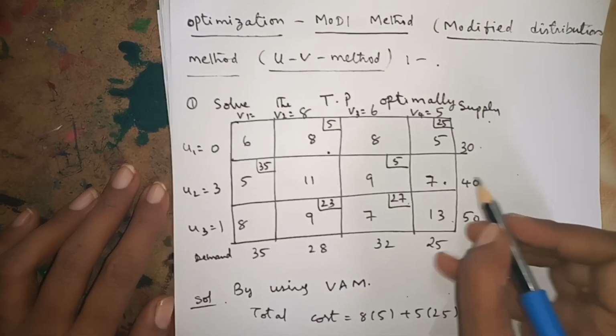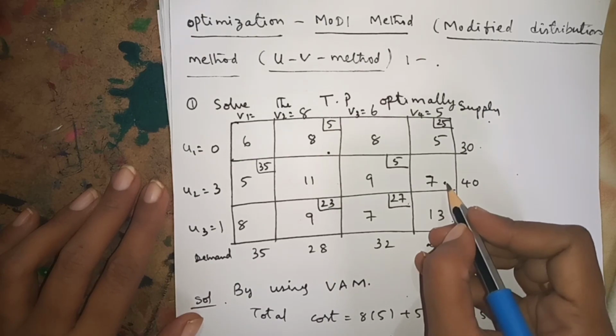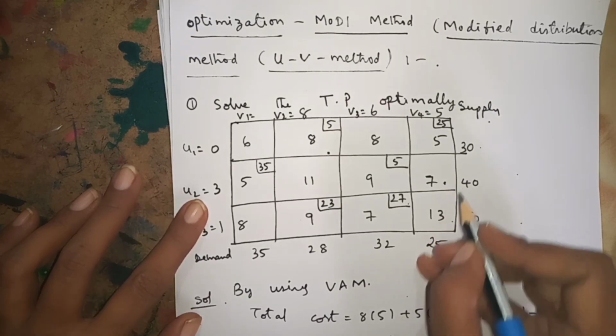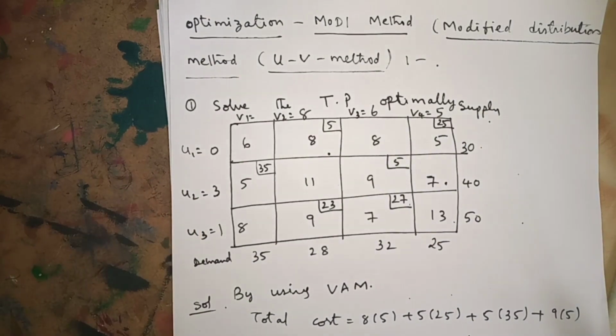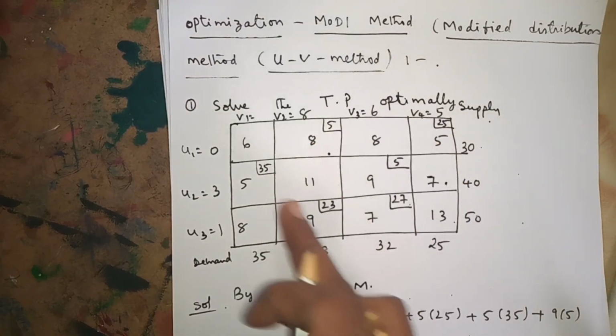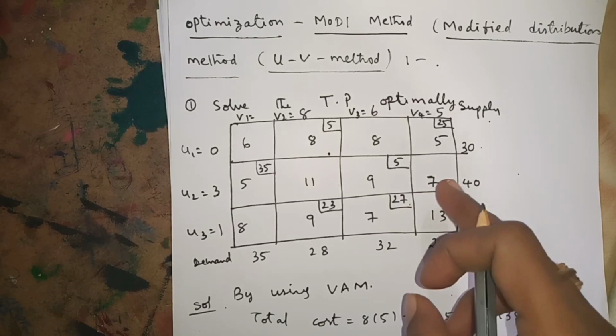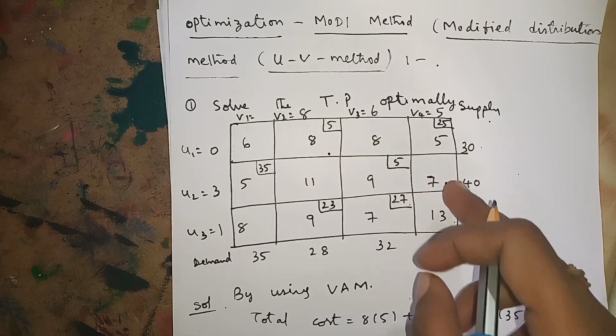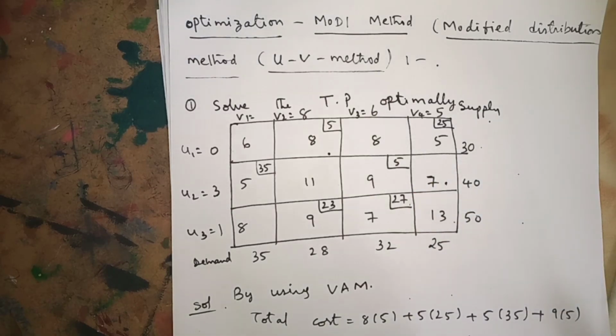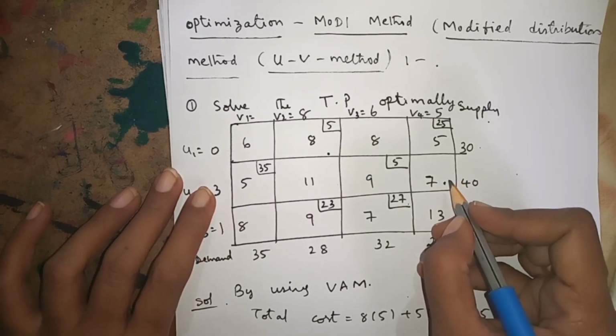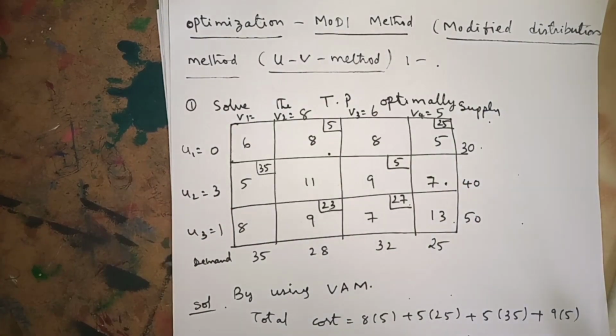What is the meaning of that? From here we have to start the closed loop. What is meant by a closed loop? It will start from one place, roam here and there, and again end at the same point. If it ends at the same point, then we say that it has formed a closed loop. Now to form a closed loop, we have a few rules.